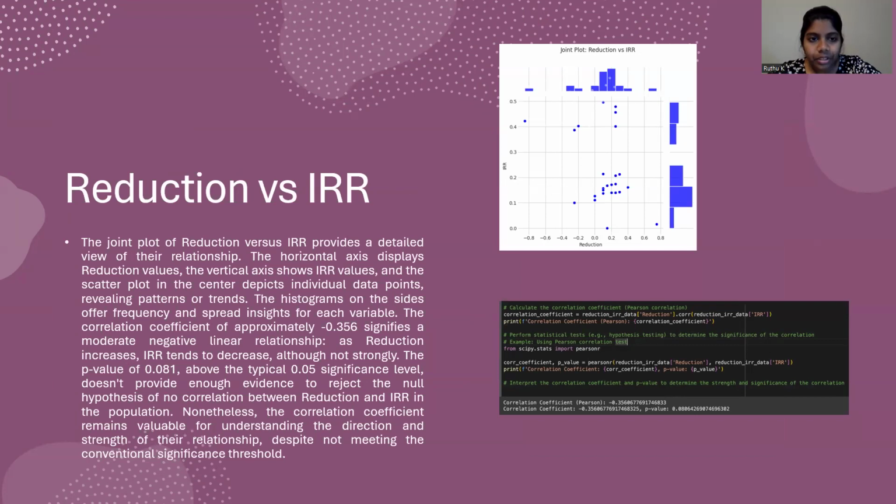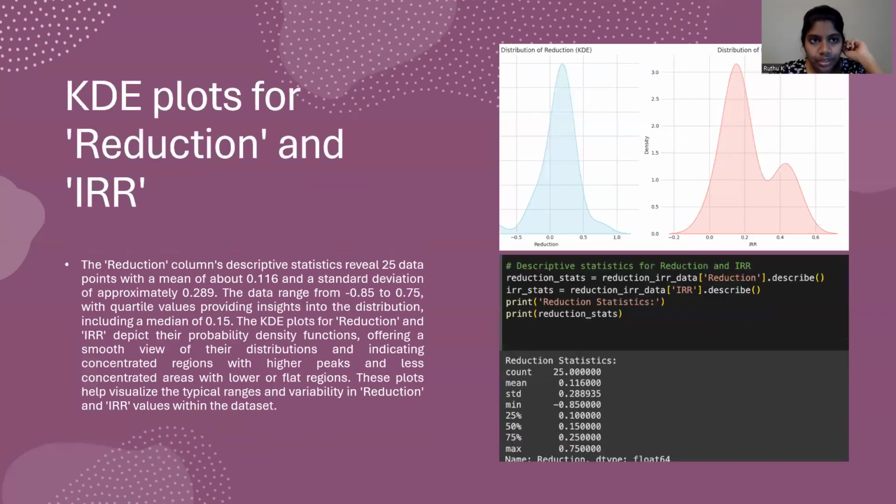This slide shows a joint plot of reduction versus IRR, indicating a moderate negative correlation between the two variables, with a correlation coefficient of minus 0.356. Though the relationship is not statistically significant, with a p-value of 0.081. The next slides will be continued by my friend.